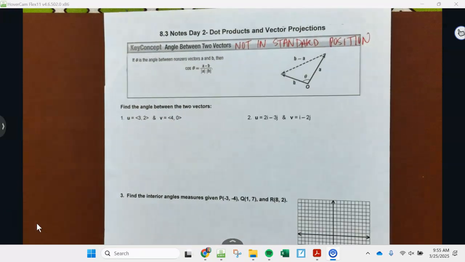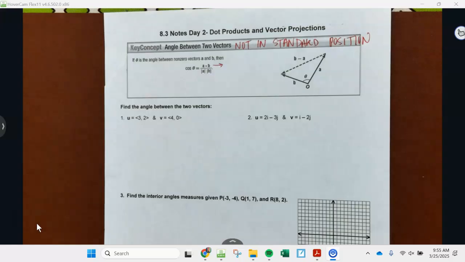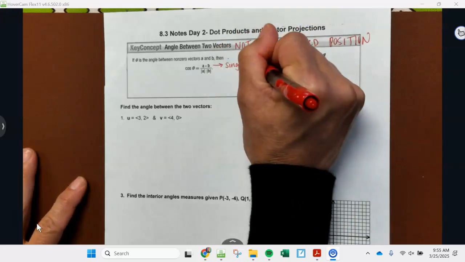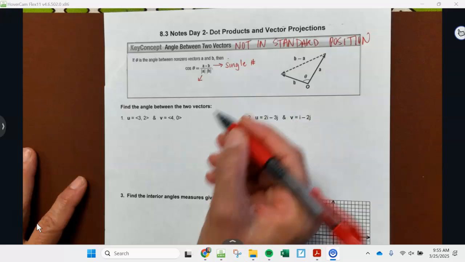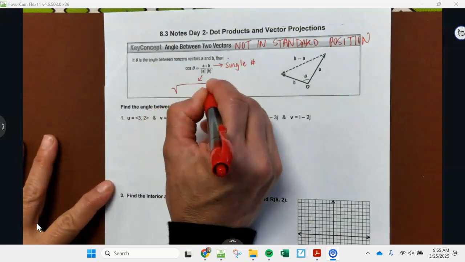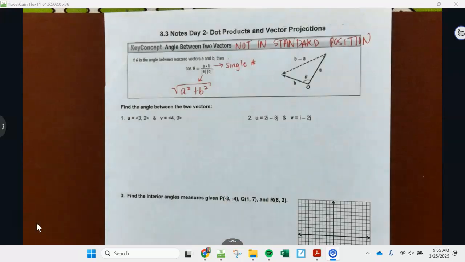Go ahead and knock this out. So the top of our cosine ratio is the dot product, that was stuff from yesterday. Remember, the dot product is always a single number. And then down here is going to be the magnitude of both of those vectors multiplied together. And just remember, the magnitude is the square root of a squared plus b squared. And I'm not even worried about simplifying roots or anything because we're looking for angles. So I'm just worried about the degrees.